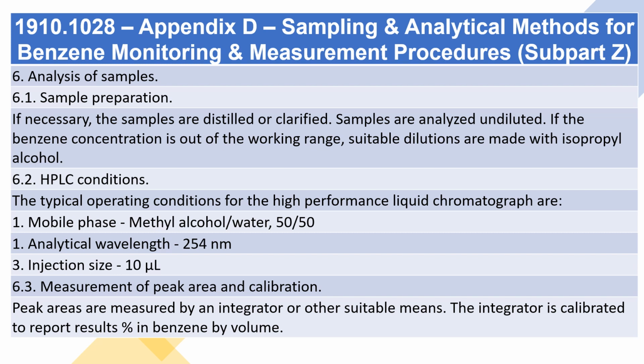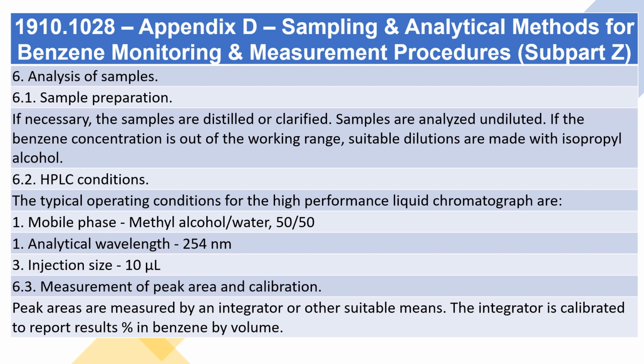6. Analysis of samples. 6.1 Sample preparation. If necessary, the samples are distilled or clarified. Samples are analyzed undiluted. If the benzene concentration is out of the working range, suitable dilutions are made with isopropyl alcohol. 6.2 HPLC conditions. The typical operating conditions for the high-performance liquid chromatograph are: 1. Mobile phase, methyl alcohol/water, 50/50. 2. Analytical wavelength, 254 nanometers. 3. Injection size, 10 µL.